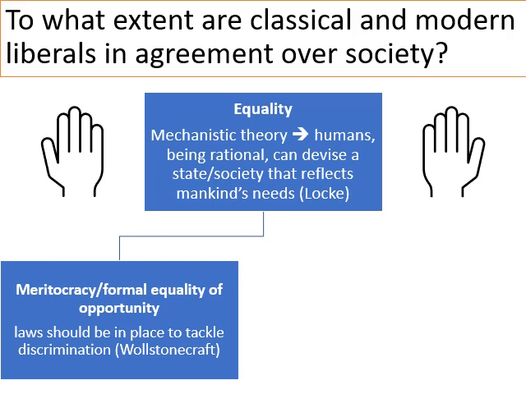Now for Mary Wollstonecraft, as you can see there, she's a good example to bring in here because she was one of the early political philosophers who argued that there should be laws in place to prevent discrimination against women, for example. Like all liberals, they argue that there should be a meritocracy, and you can only really have a meritocracy if there are laws in place to prevent discrimination.